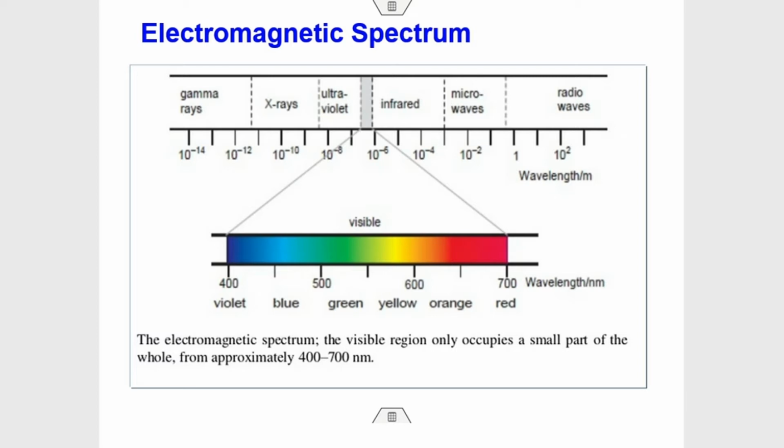So, the blue or the violet is on the lower wavelength side, that is between 400 to 500 nanometers, and red on the higher wavelength side, that is about 700 nanometers. That is something which you should remember always in your life, right.